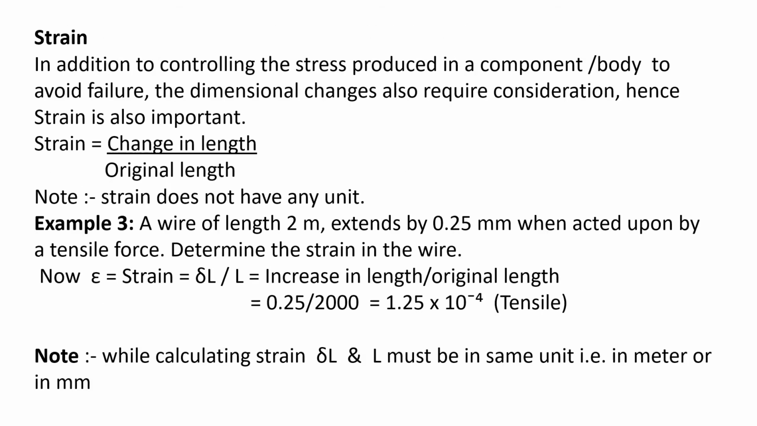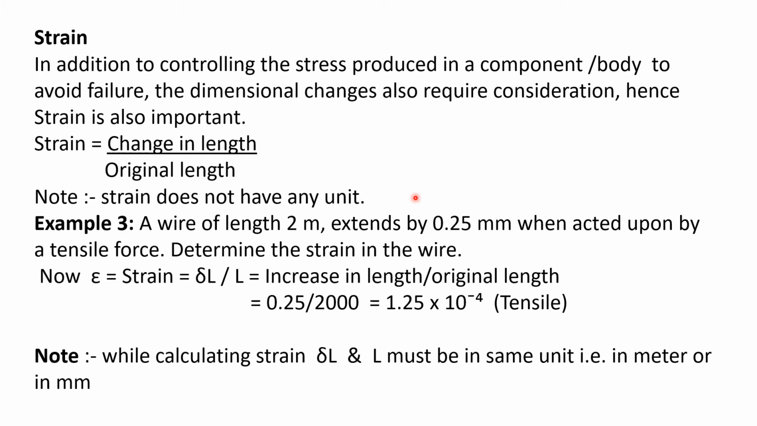Now let us come to strain. In addition to controlling the stress produced in a component or a body to avoid failure, the dimensional changes also require consideration. Hence, strain is also important. Now, what is strain? Strain is change in length upon original length, and it has no unit. Now, we also have to limit the strain, because sometimes the body can have excessive deformation or bending, which we cannot allow.